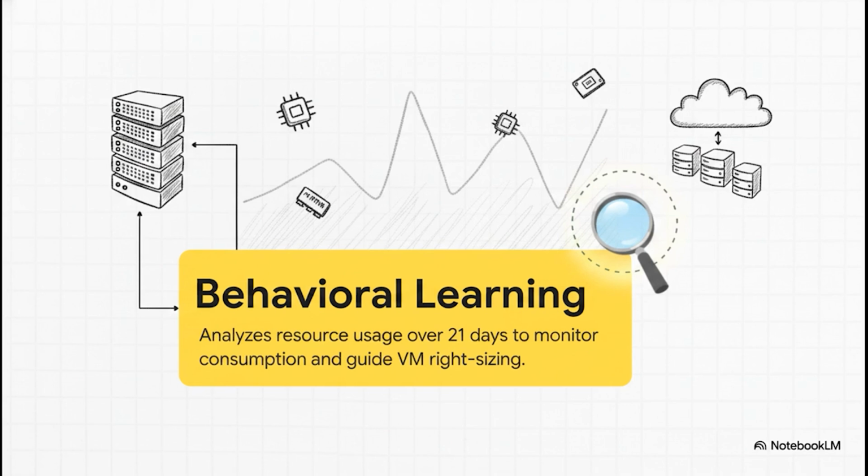But here's the absolutely critical takeaway for the exam: the baseline. The system needs a baseline, typically 21 days, of quietly monitoring metrics like CPU, memory, and storage I/O before it can make these critical efficiency categorizations. It literally has to learn what normal looks like first.